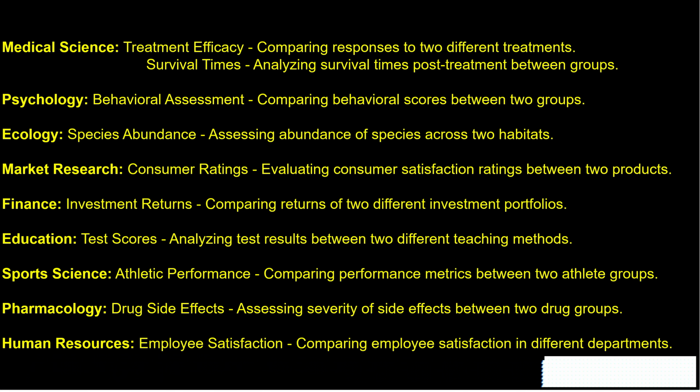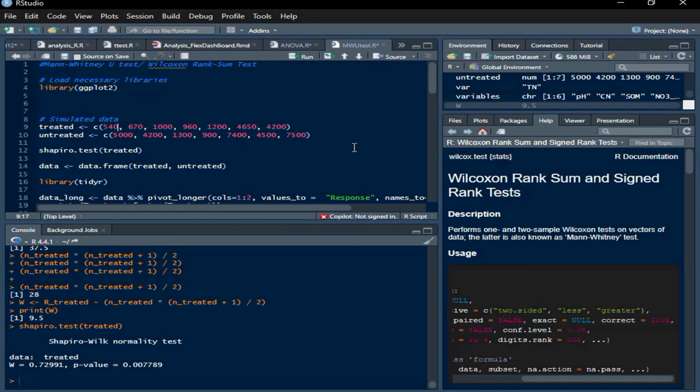Whether you are examining patient responses, psychological behaviors, environmental conditions or consumer feedback, some of which will be on a Likert scale, the Mann-Whitney U-Test offers the insights you need. Let's go into RStudio, set up our data and explore how to perform this test in R. Let's discuss the data. Here two groups are there.